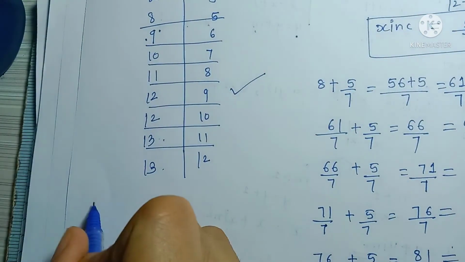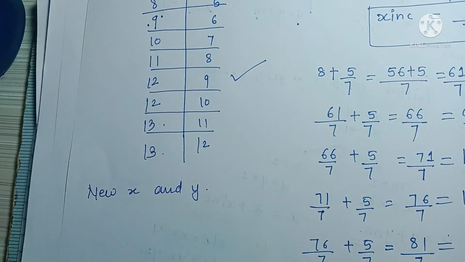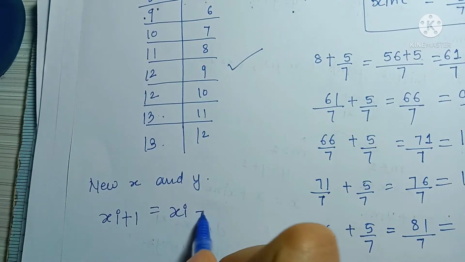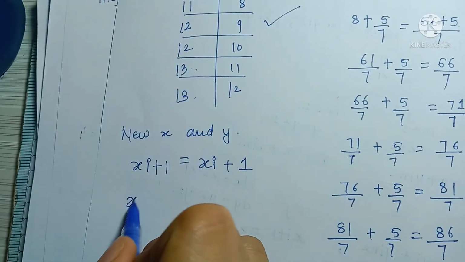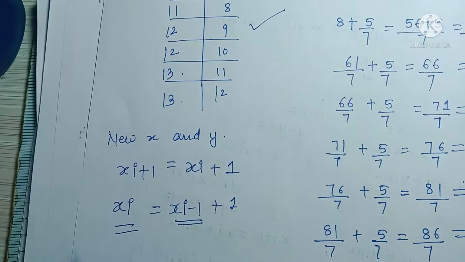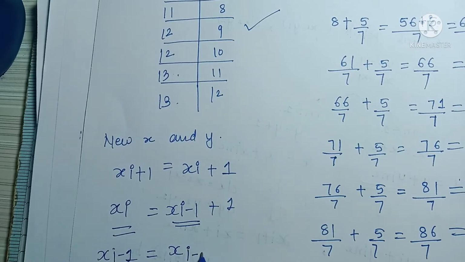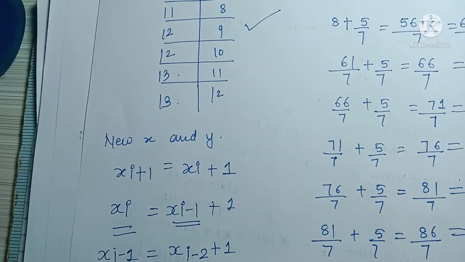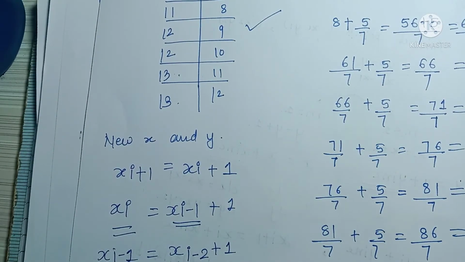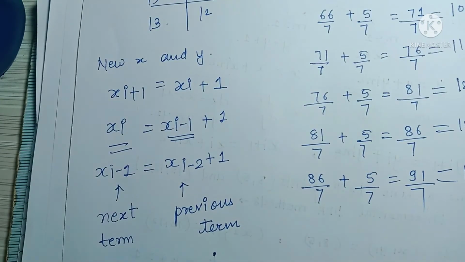Now one more point I want to tell you: the new x and y depend on the previous one. And it will not always be that x of i plus 1 is xi plus 1. Sometimes it can be x of i minus 1 plus 1. Here you have to be very clear about this. x of i minus 1 will be x of i minus 2 plus 1. This is the next term. This is the previous term. So next term is previous term plus 1.